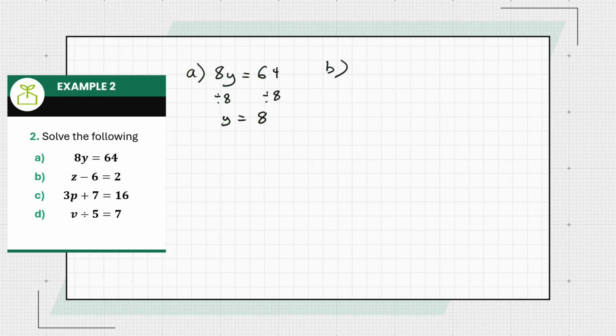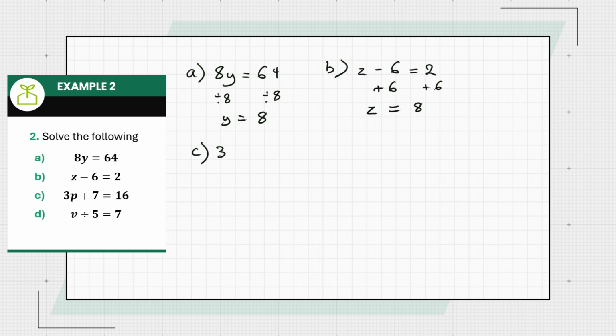For b, we have z minus 6 is equal to 2. So let's do the inverse operation and add 6 to both sides. Now z is equal to 2 plus 6, which is 8.